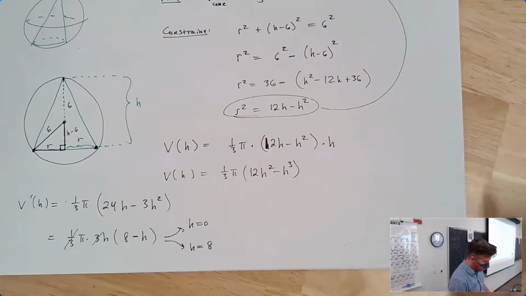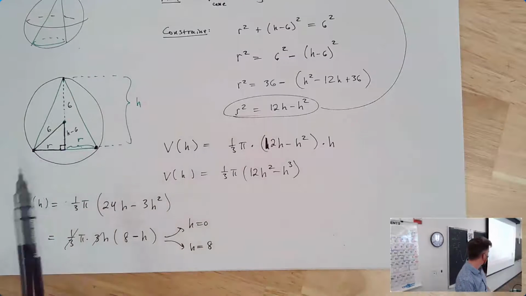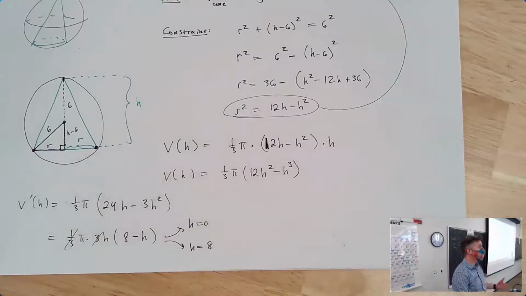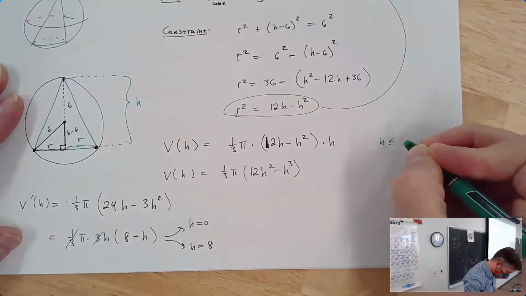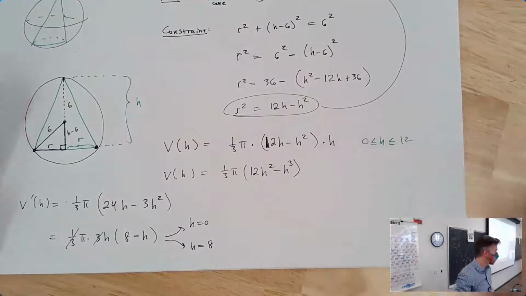I know we haven't talked about it a lot, but in this question, what is the domain for the values of h? What's the smallest the height could be? 0. What's the biggest the height could be? I'm stuck in the circle, sorry, in the sphere. There's no way I could be more than whatever the diameter of the sphere is. So we are definitely limited to h being between 12 and 0.